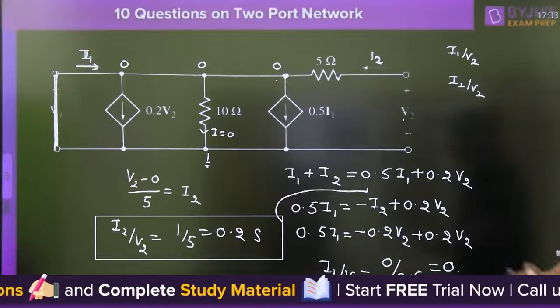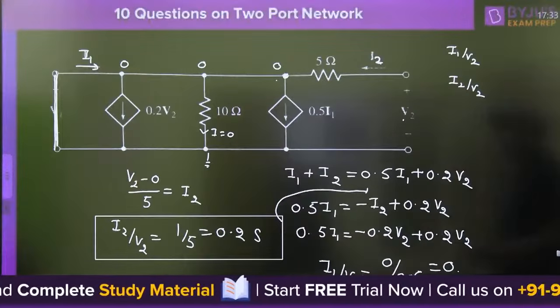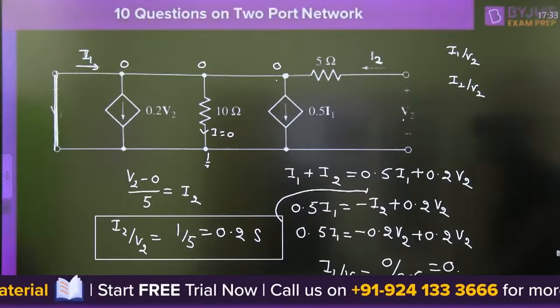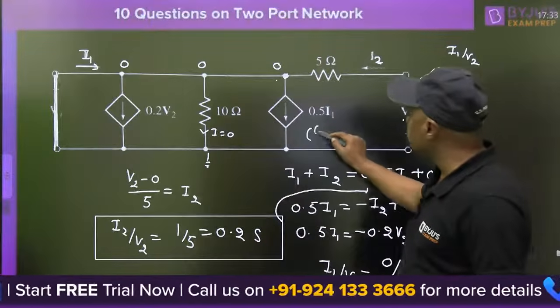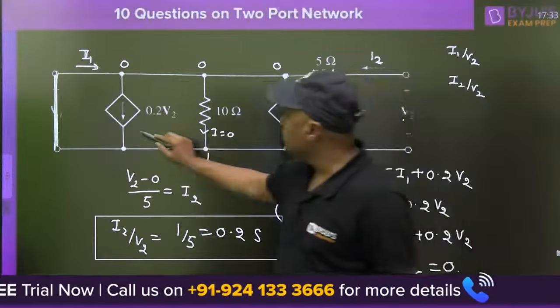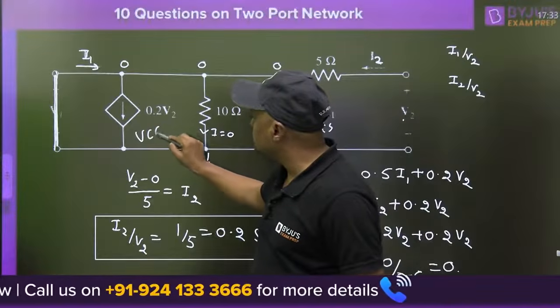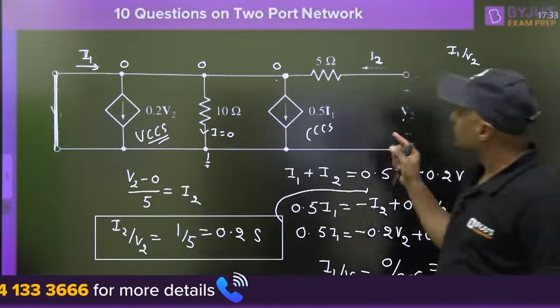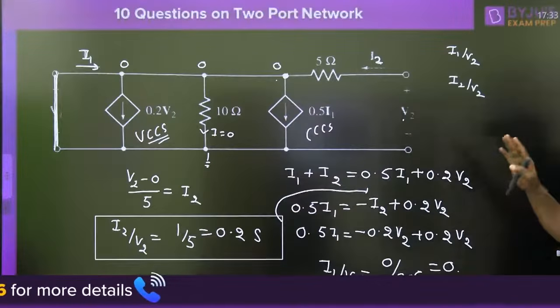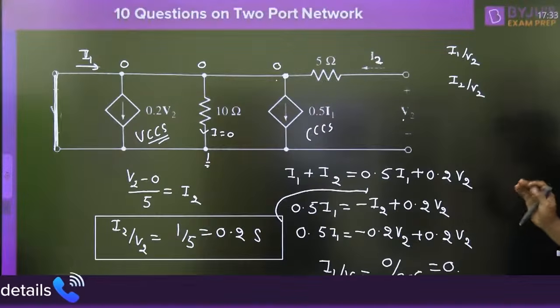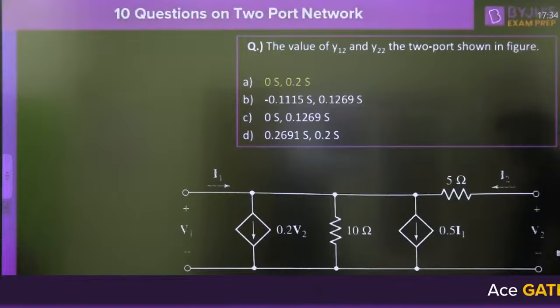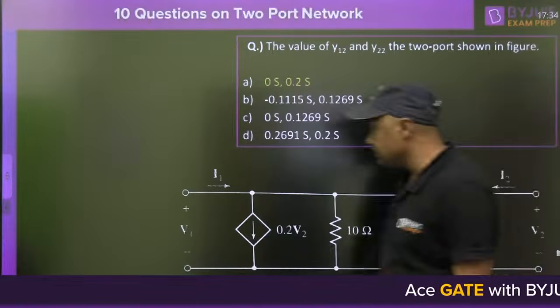That is the Y11 and Y12. 2 marks question. Next one. Some students are worried about dependent sources. This is a current controlled current source. This is a voltage controlled current source. There are 2 dependent sources. Just apply KCL, KVL, nodal or mesh analysis, and you will be able to solve the questions, guys. Now, what is the answer? A is the answer for this question. Next one.